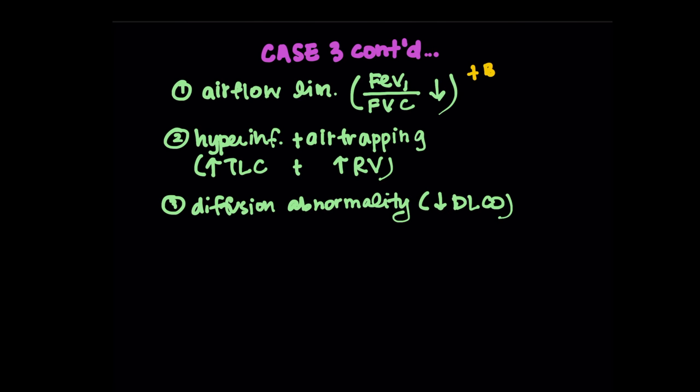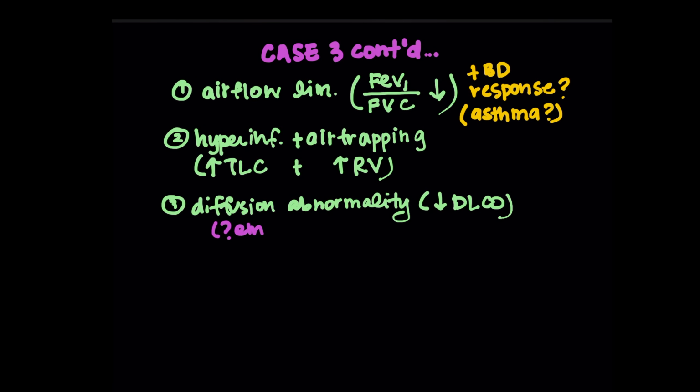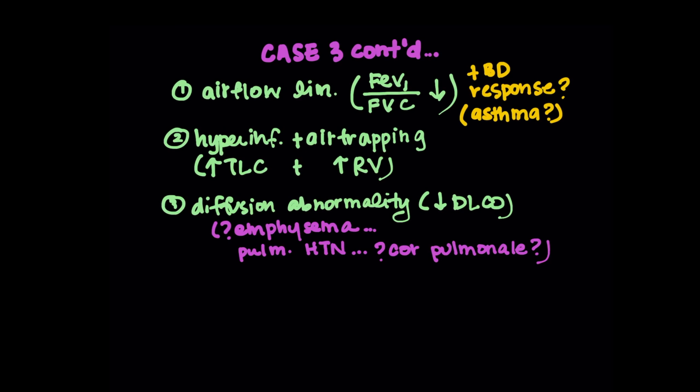Then, to make things even more complicated, there was a positive bronchodilator response. And so then you're starting to think, is there asthma here too? But if it's just asthma, then why is there this decreased DLCO? So I'm thinking emphysema, that causes airflow limitation. Pulmonary hypertension, that causes low DLCO. Could this be cor pulmonale? So to review, all right, we got asthma. That can cause airflow limitation, hyperinflation, and air trapping. So can emphysema. Check. So how can we figure this out? Well, we can ask the patient their history.